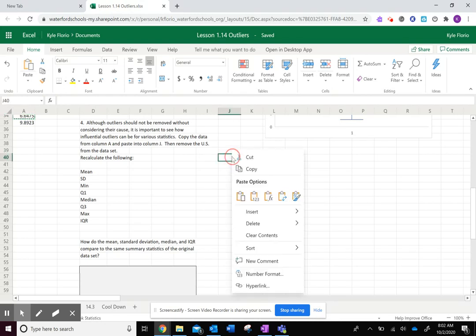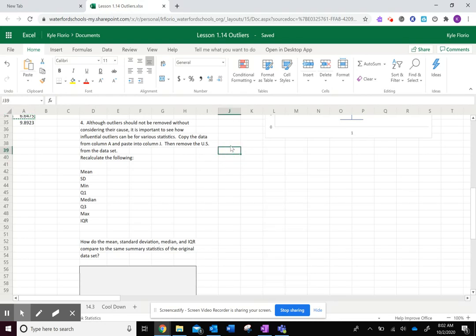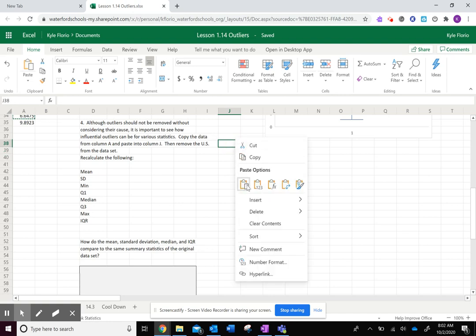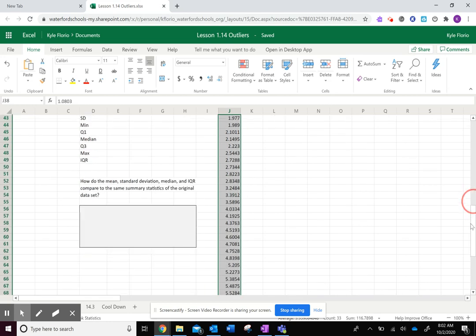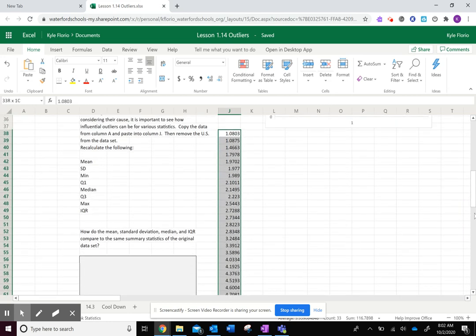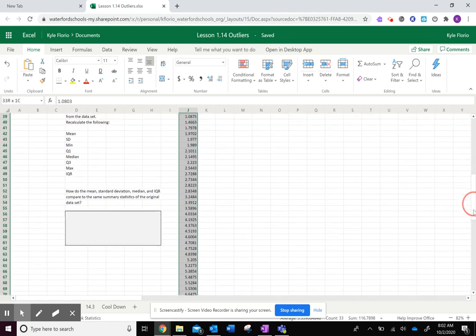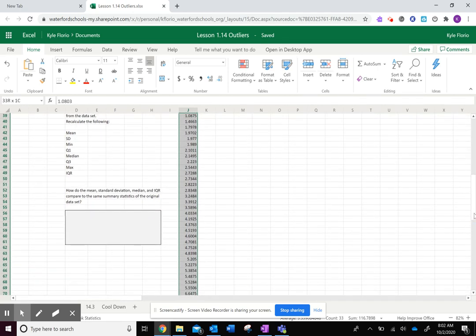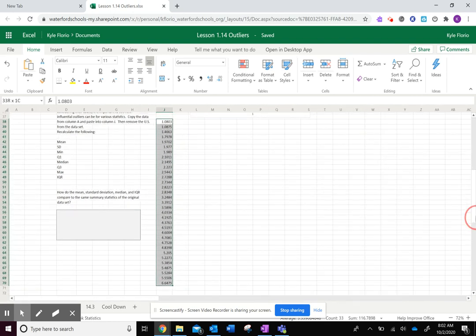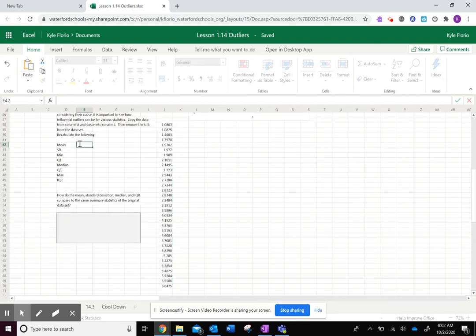I'm going to put it up here. All right, so there's all my data, but we took out the US. Let me zoom out a little bit. Did I get it all? A little more. There we go. All right, and now same thing. We're going to calculate the mean, standard deviation, Q1, all that stuff again.